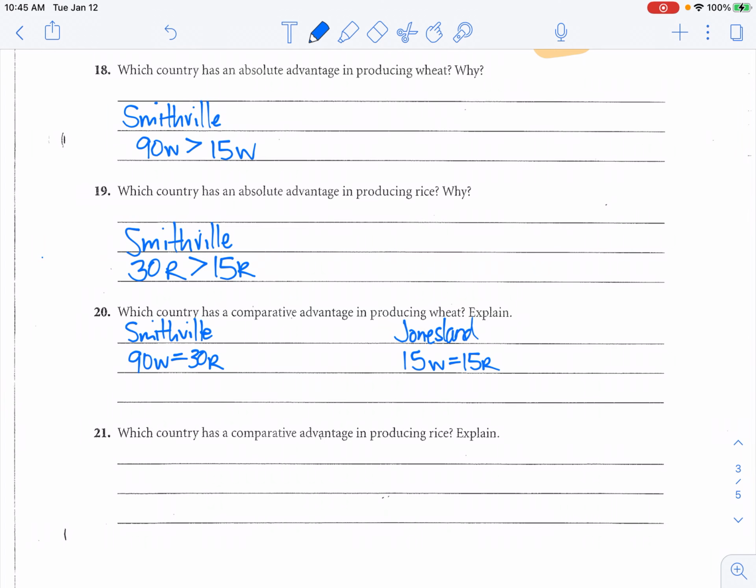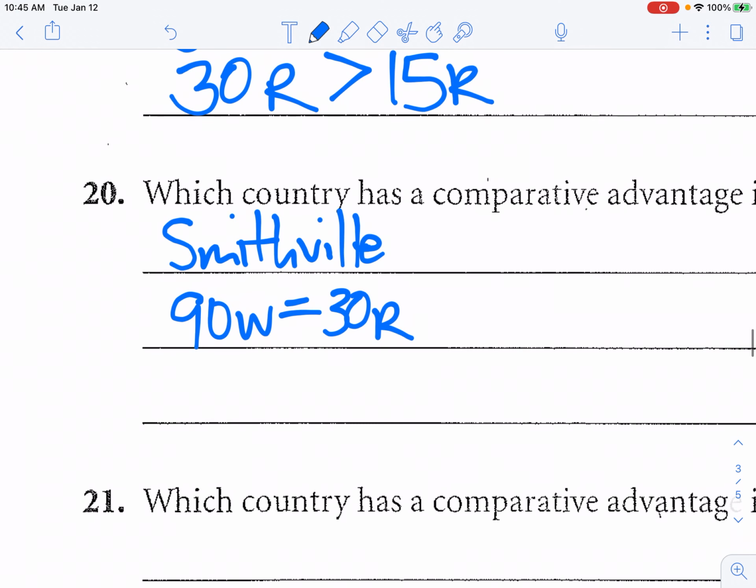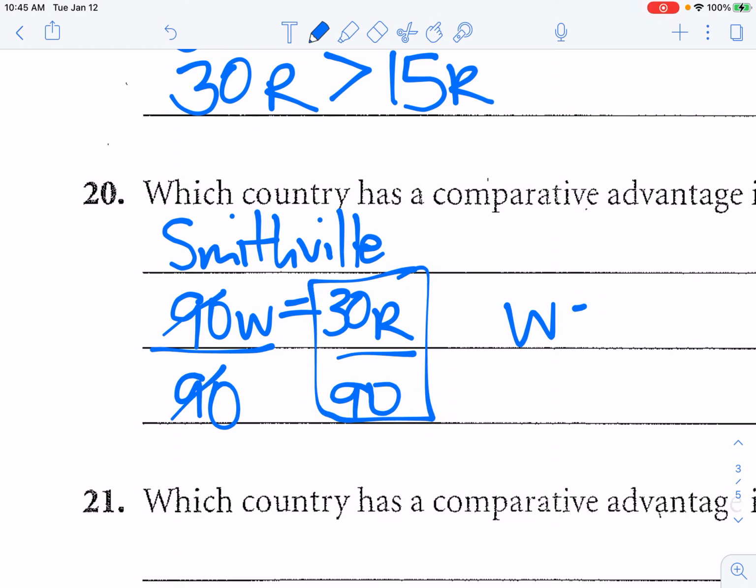So now we're looking for the comparative advantage in producing wheat. So we want to know, when we are looking at 1 unit of wheat, how many units of rice are we giving up? So to do that, we have to divide both sides by 90. So for Smithville, 1 unit of wheat is the equivalent of 30 over 90, which is the same as a third a unit of rice.